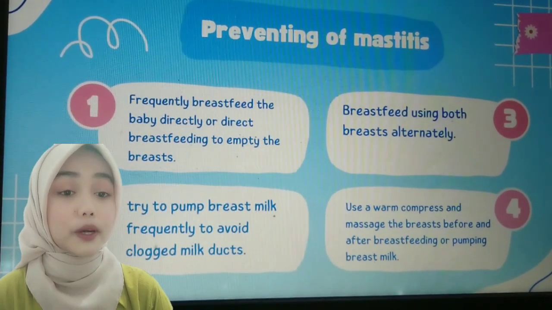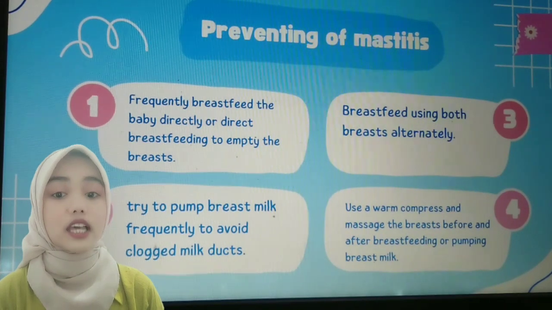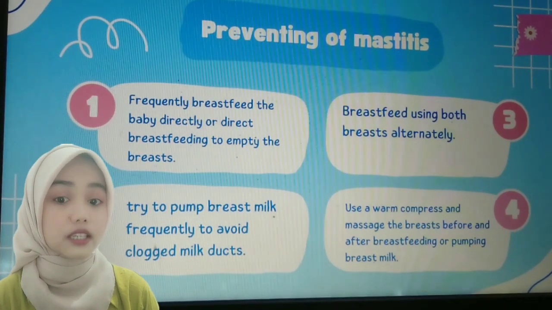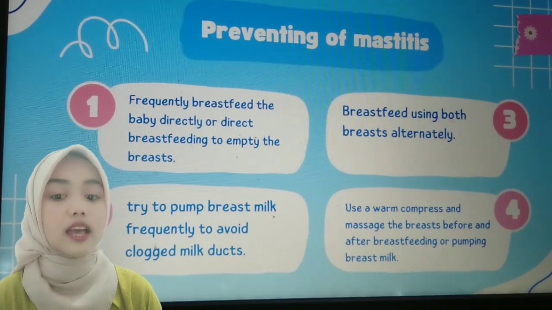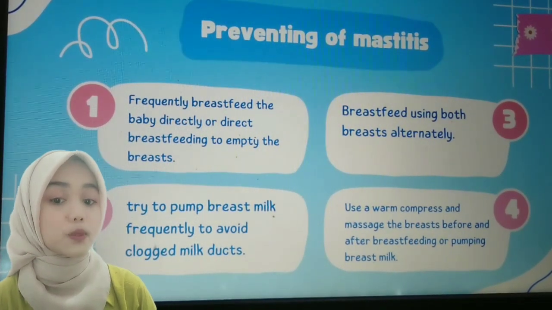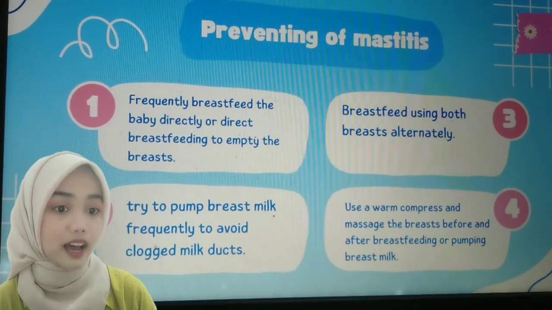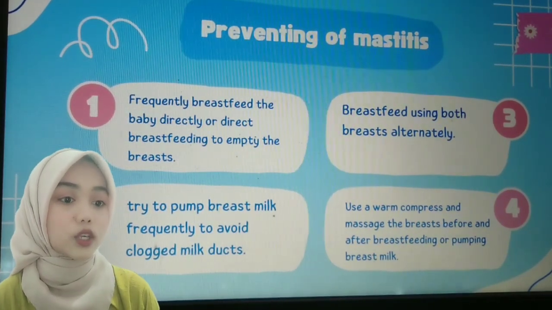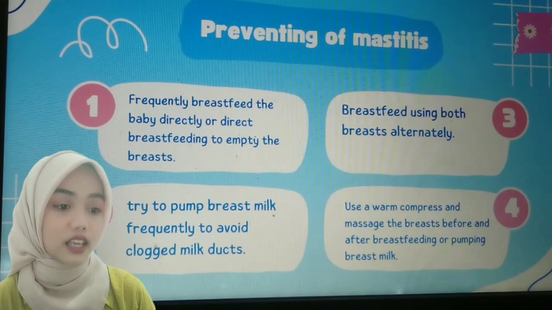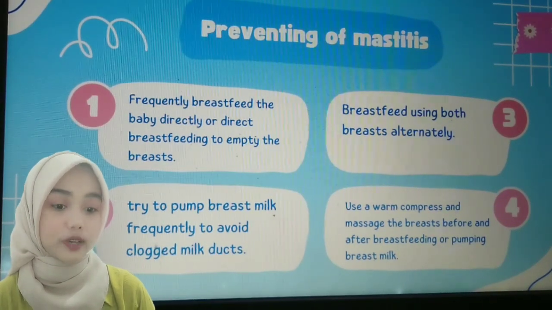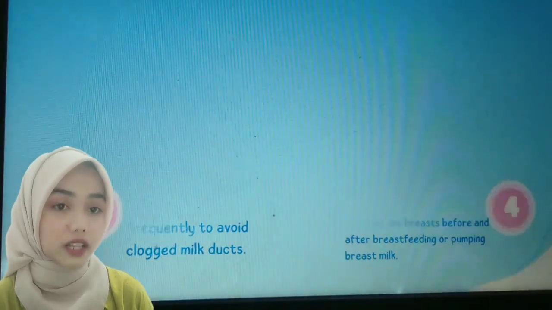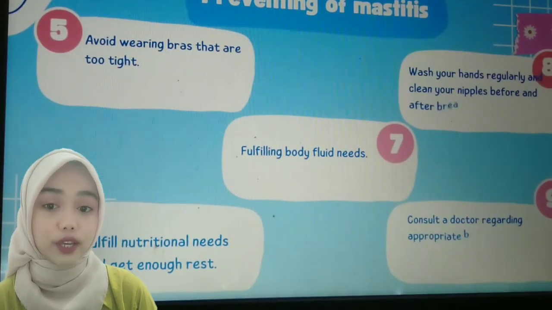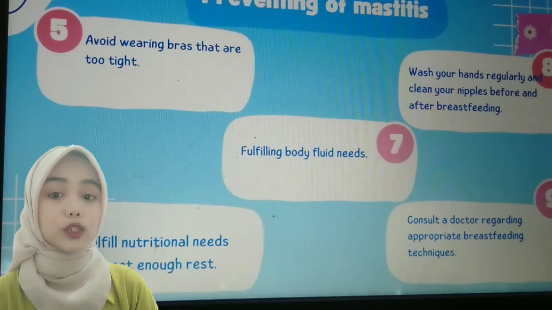Okay, to prevent mastitis, the first is to frequently breastfeed the baby directly to empty the breast. The second, try to pump breast milk frequently to avoid a clogged milk duct. Third, breastfeed using both breasts alternately. Fourth, use a warm compress and massage the breast before and after breastfeeding or pumping breast milk. Fifth, avoid wearing a bra that is too tight.